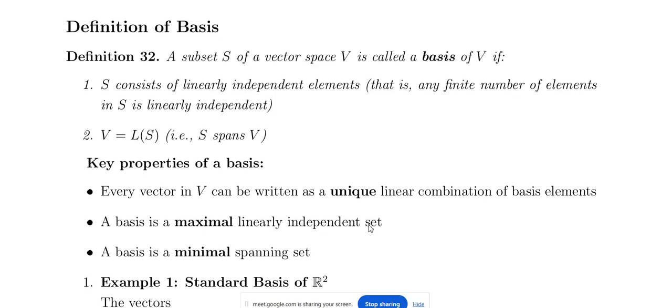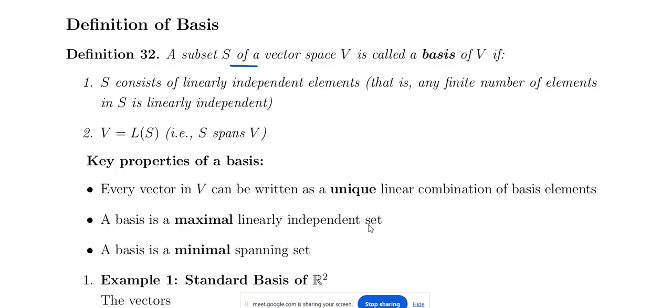And another very important idea: basis. A subset S of a vector space V is called a basis of V if S consists of linearly independent elements, that is, any finite number of elements in S is linearly independent, and V equals L of S, the linear span of S, meaning S spans V. If these two conditions are satisfied, then the subset S of the vector space V is called a basis of V.